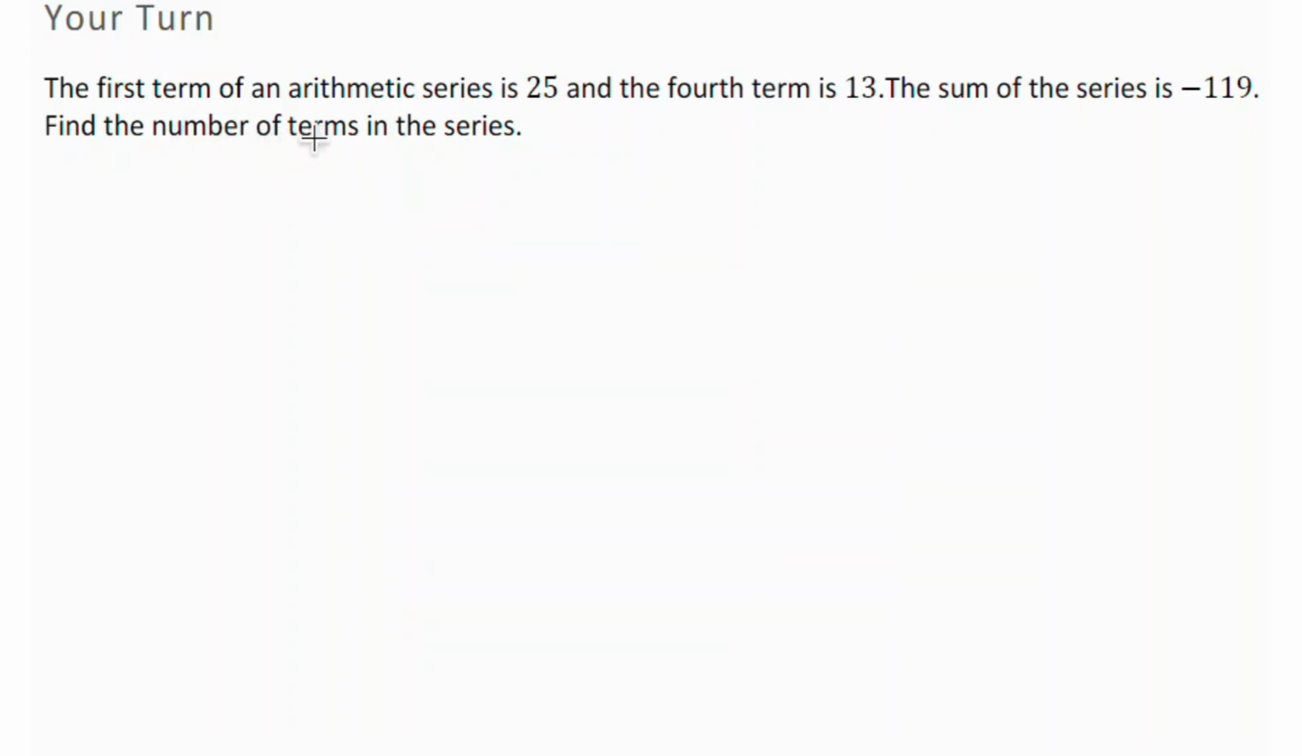The first term of an arithmetic series is 25. Let's write this down. So that means u1 is equal to 25. And the fourth term is 13, so u4 is equal to 13. The sum of the series is minus 119, so the sum of the whole series is minus 119. And we're asked to find the number of terms in the series. So we are being asked to find n.